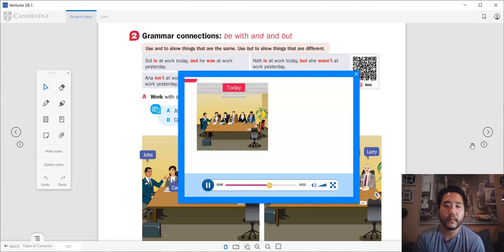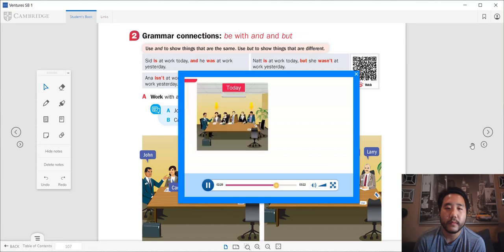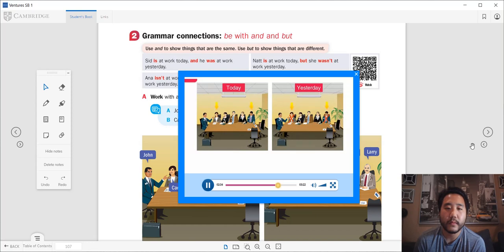Look at the picture of Anna today. Look at the picture of Anna yesterday. Complete the sentence about Anna. Then listen to the answer. Anna isn't at work today, and she wasn't at work yesterday. Look at the picture of Carmen and Pedro today. Look at the picture of Carmen and Pedro yesterday. Complete the sentence about Carmen and Pedro. Then listen to the answer. Carmen and Pedro are at work today, but they weren't at work yesterday.